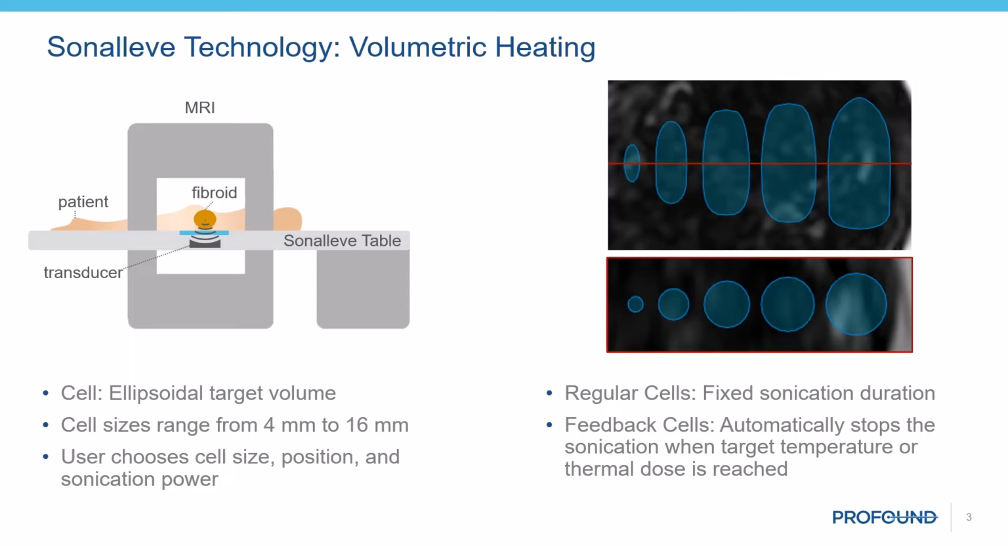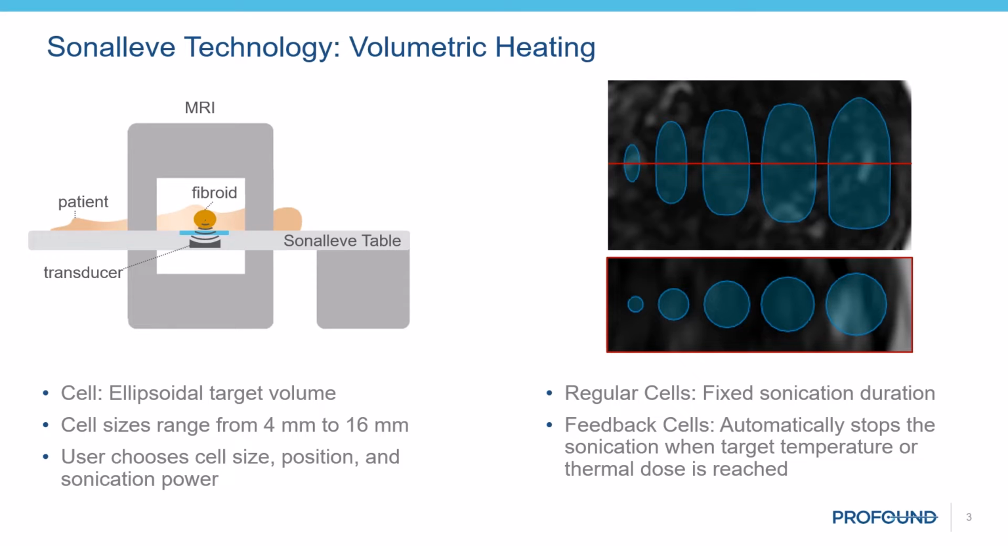After positioning the cells, the user then must choose the acoustic power to heat the cell. Apart from the cell size, the user can also choose between regular or feedback cells. Regular cells have a single fixed sonication duration. Feedback cells, on the other hand, use the measured temperature data, and the sonication is automatically stopped when the target temperature or thermal dose is reached within the cell.